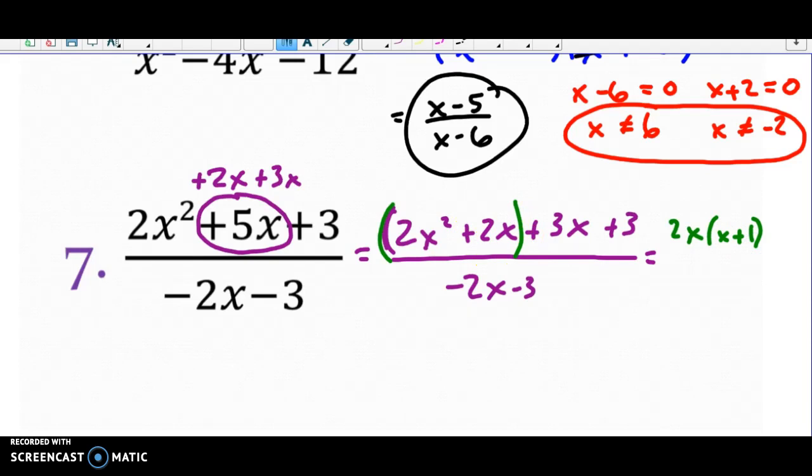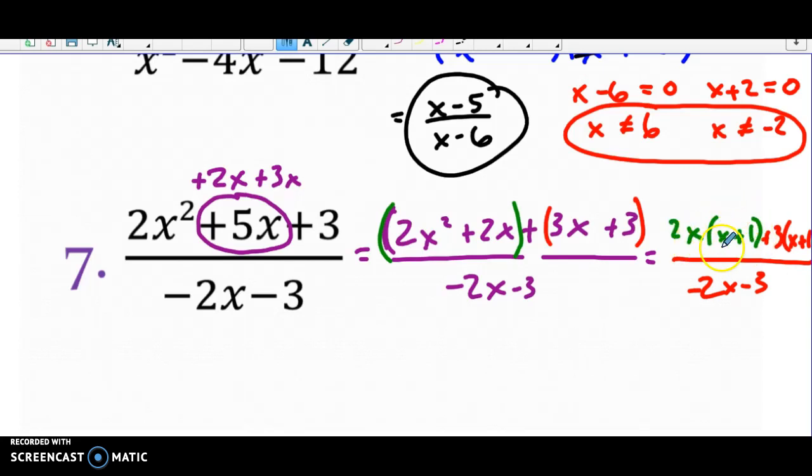Okay, and then out of my next two terms, oops, I'm going to put a plus there because I'm not multiplying, I'm still just adding. Now I'm going to factor out of a 3x and a 3, I'm going to factor out a 3. And that's going to leave me with x plus 1. That is all over negative 2x minus 3.